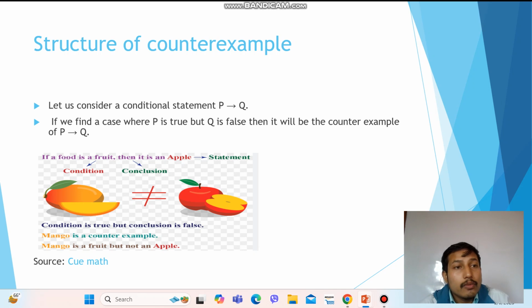And now let's move on to the structure of counter example. Let us consider a conditional statement P to Q. If we find a case where P is true but Q is false, then it will be the counter example of P to Q. Let's take one example. If a food is a fruit, then it is an apple. This is the statement. "A food is a fruit" is the condition and "it is an apple" is called the conclusion. But we also know that there is mango which is a fruit but not an apple. So mango is a counter example.